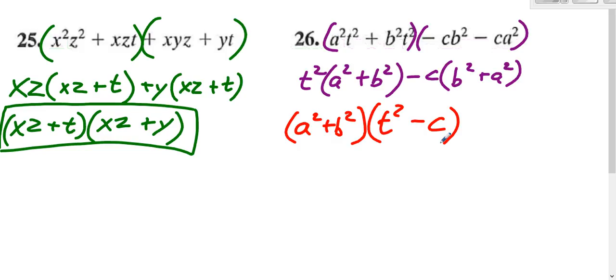With every problem, before you box it, before you finish it up, make sure they don't factor further. A squared plus b squared, that doesn't factor because it's a plus instead of a minus. And then t squared minus c, that doesn't factor because c is not a square. It's not a perfect square.